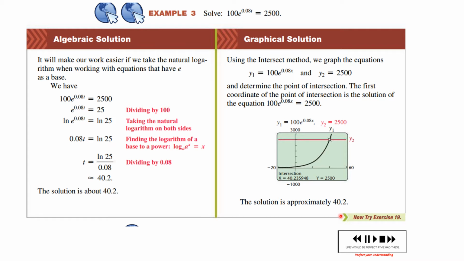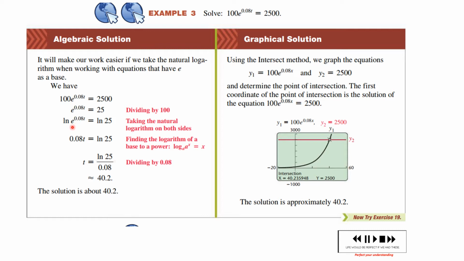And the point of intersection is approximately 40.2. The algebraic solution is if we take the natural logarithm of both sides, I guess the first step I would do is I would divide both sides by 100. So I would have e to the 0.08 t equals 25. Then I would take the natural logarithm of both sides.